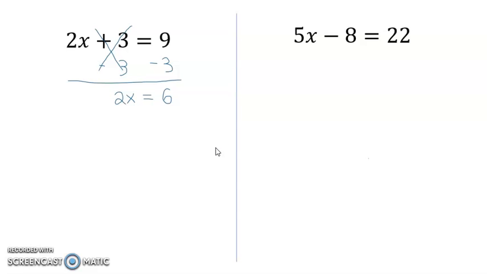If I want to undo, well, I got 6 by multiplying 2 times something. I could divide by 2. 6 divided by 2 is 3. Now I'm going to check. I'm dividing by 2 here, and I'm multiplying by 2. So I undid that multiplication. So x has to equal 3.